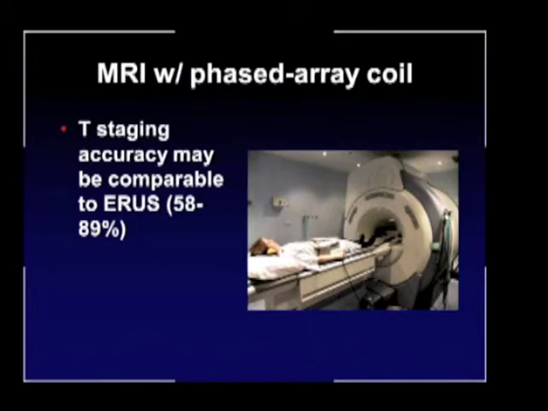MRI with phased array coil, what that means is what you see in the picture. The detector is laid on the patient's pelvis. It's not inside the patient. It's much more comfortable. It's really something that has had a lot of promise, and is where we're looking in the future. When you look at the results, again, it's a wide range of accuracies. More recent studies are at the higher end, which show that this pelvic MRI is very comparable to endorectal ultrasound for T staging.